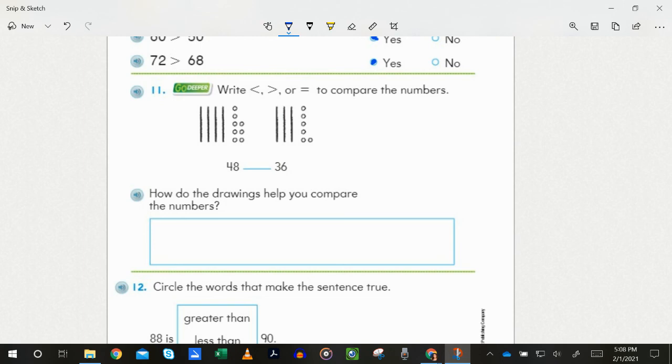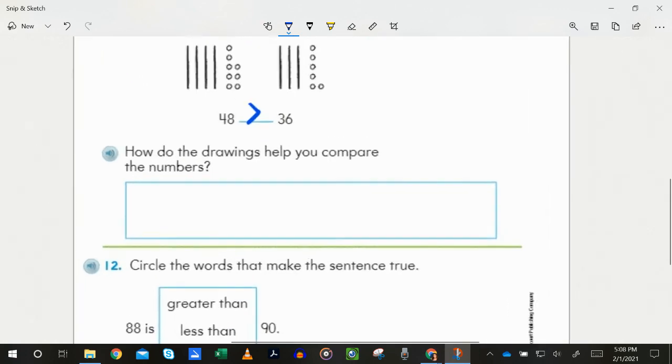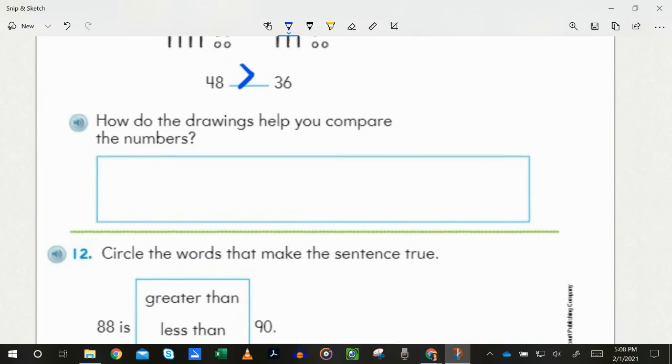Number 11. Which crocodile mouth should go in here? That one. Okay, our crocodile is going to eat 48. It has 4 tens. 36 has 3 tens. And there's lots of ways you could have maybe shared what the drawings help you with. My thought was just that I can see which has more.